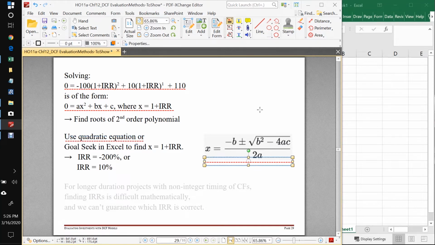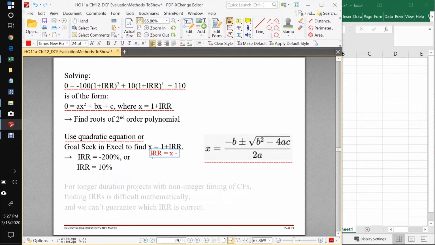We can always do it by hand with this formula, or we could work in Excel, which clearly we can't do on exams. We could use goal-seek in Excel. And either way, we can find x equals 1 plus IRR, and then, of course, IRR is equal to x minus 1. And we find two roots, two possibilities for IRR. IRR equals minus 200%, that's probably not good, or IRR equals 10%.